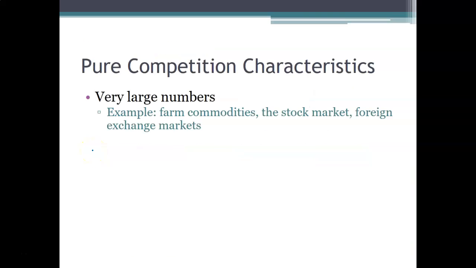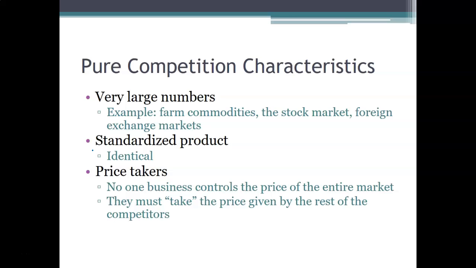So quick overview. Large number of suppliers. We're going to assume for all of these a large number of consumers just for ease. They have a standardized or homogeneous or identical product, and the individual firms are what's called price takers, meaning no one firm has enough market share to control the price, and so they have to take whatever price is given or identified by the entire industry. Each individual firm will take it, hence price takers or price receivers.